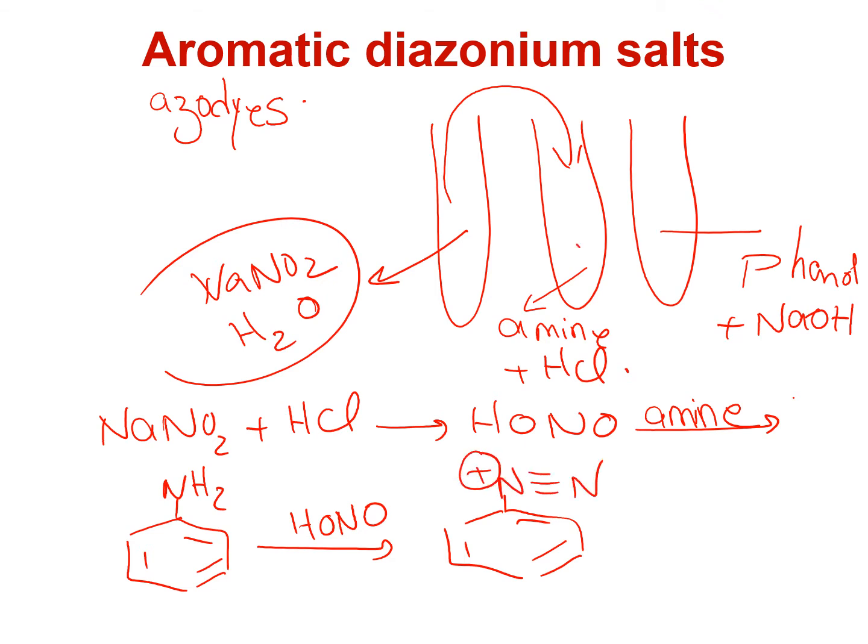And then you added the product to the third test tube. What was in the third test tube? It had a phenol. This is the structure of a phenol. And you added some sodium hydroxide to this phenol.